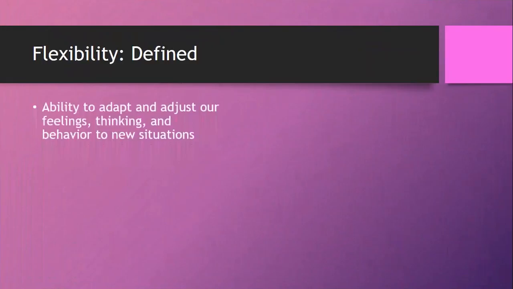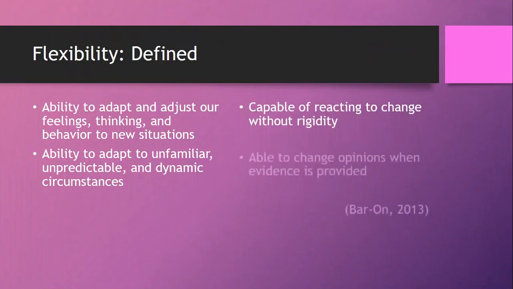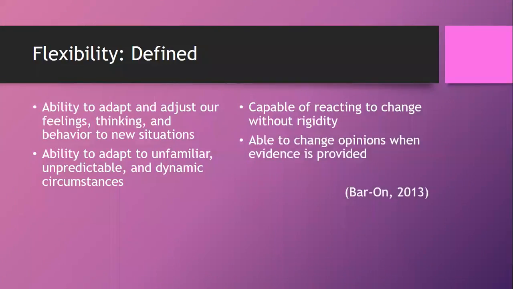We're going to move on to flexibility, which is defined as the ability to adapt and adjust our feelings, thinking, and behavior to new situations. It's the ability to adapt to unfamiliar, unpredictable, and dynamic circumstances. Really, it's capable of reacting to change without rigidity and able to change one's mind or opinions when evidence is provided to the contrary.